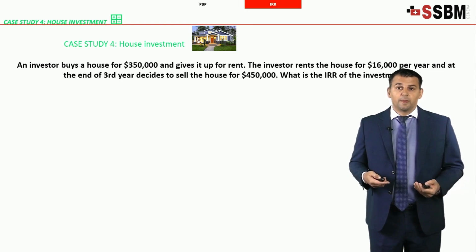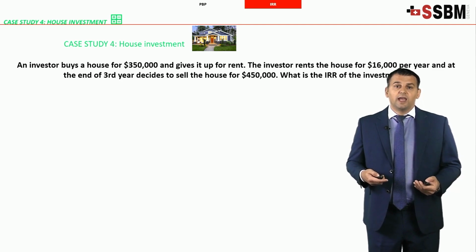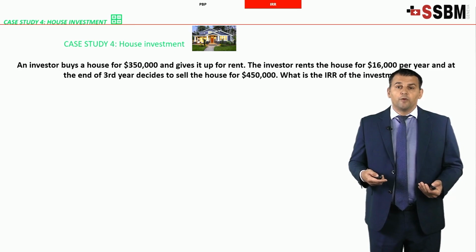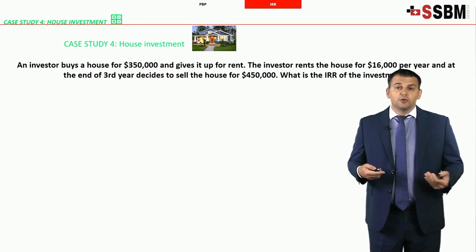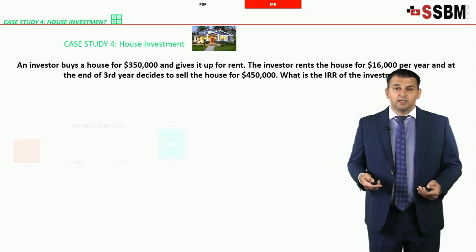You will not live there. The investor rents the house for $16,000 per year, and at the end of the third year, the investor decides to sell the house for $450,000, more than what you bought. The price is increased on the market. So what is then your IRR, your internal rate of return of such investment by buying this house?